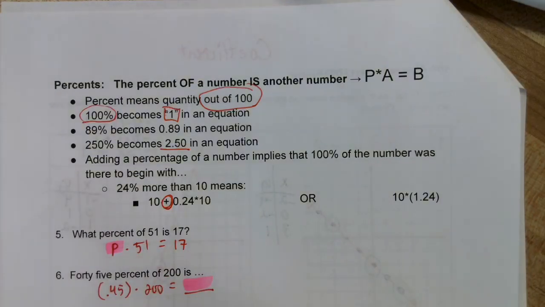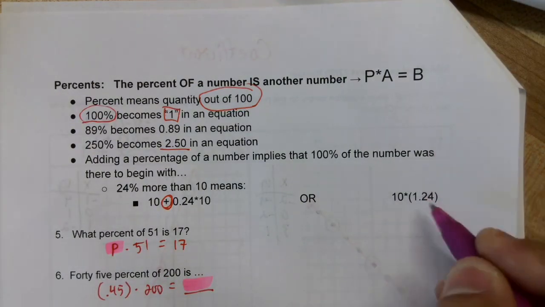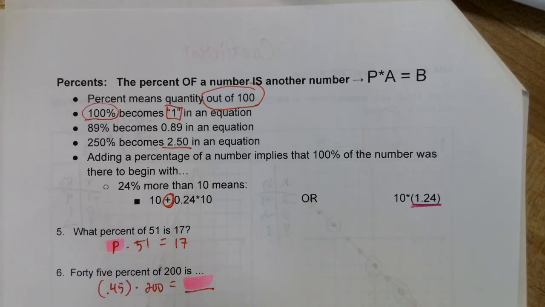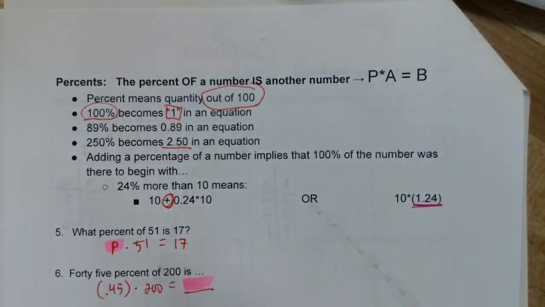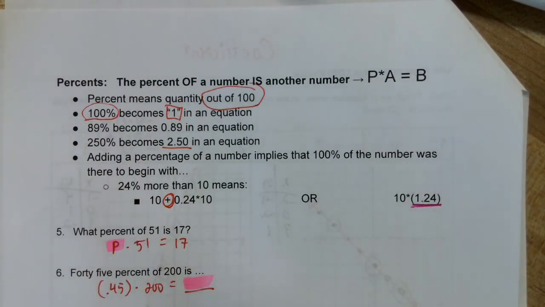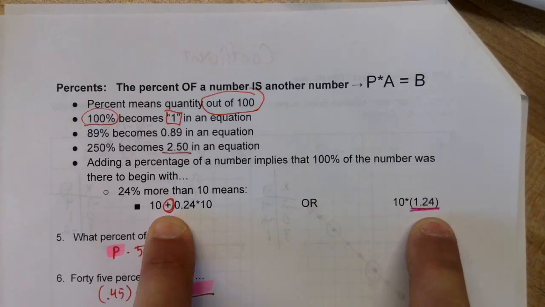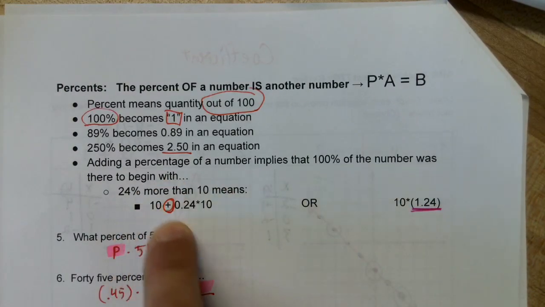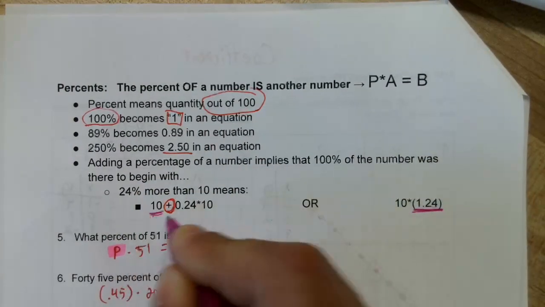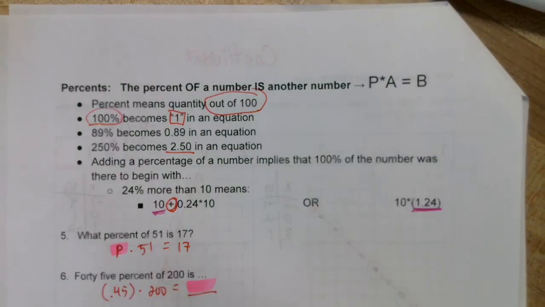Or you could consider 1.24 as representing 124% of the original. Okay? 124% is how much more than 100%? Don't overthink that. 24%. Yeah, it is. So, these are the same thing. These are exactly the same thing. When you add 24% of a number to itself, it's already there, so that's like 100% of itself, right?